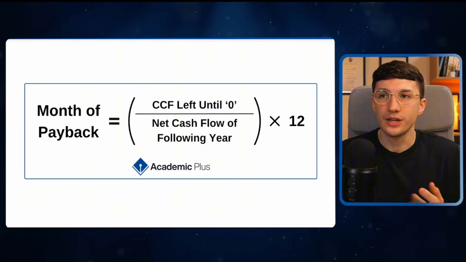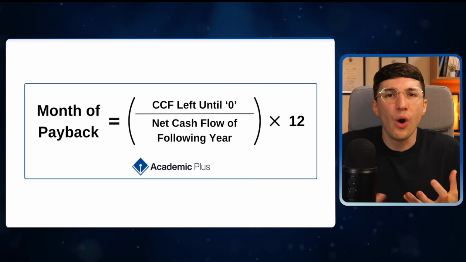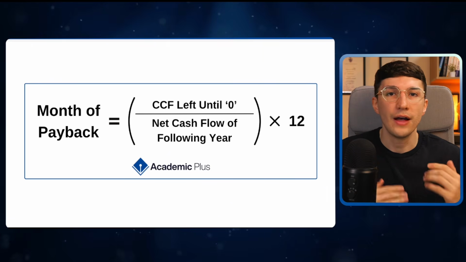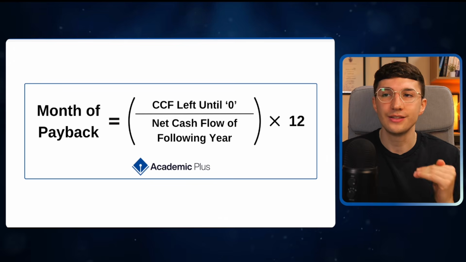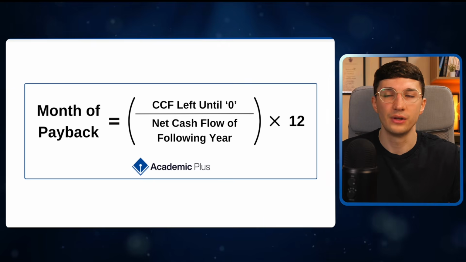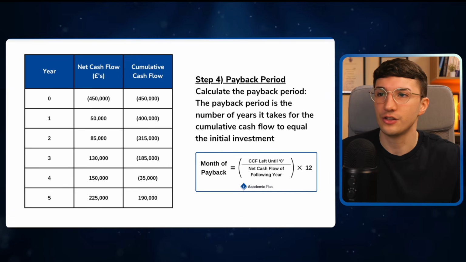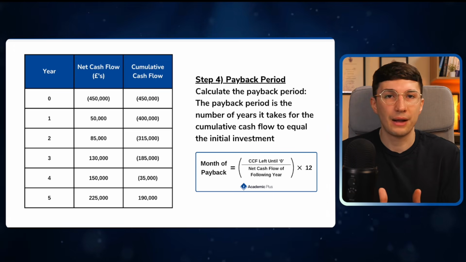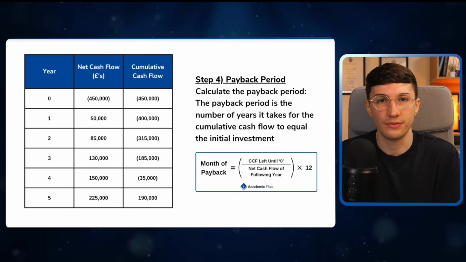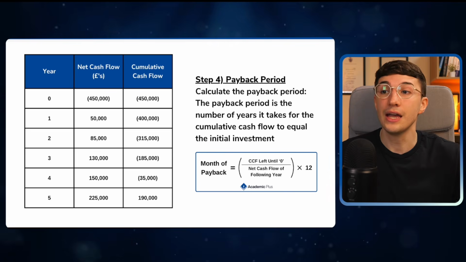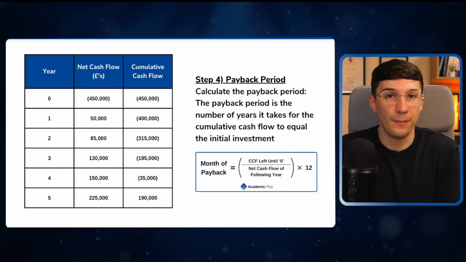So the way we calculate this is that we want to figure out how much is it until our cumulative cash flow hits zero, and divide that by the following year's net cash flow. And then we of course times by 12 to get the exact month. Now, the reason why we do this is because, as you can see here, we know that at the start of year 4, my bank balance is negative £35,000. But of course, at the end of year 4, going into year 5, it goes to £190,000 positive.